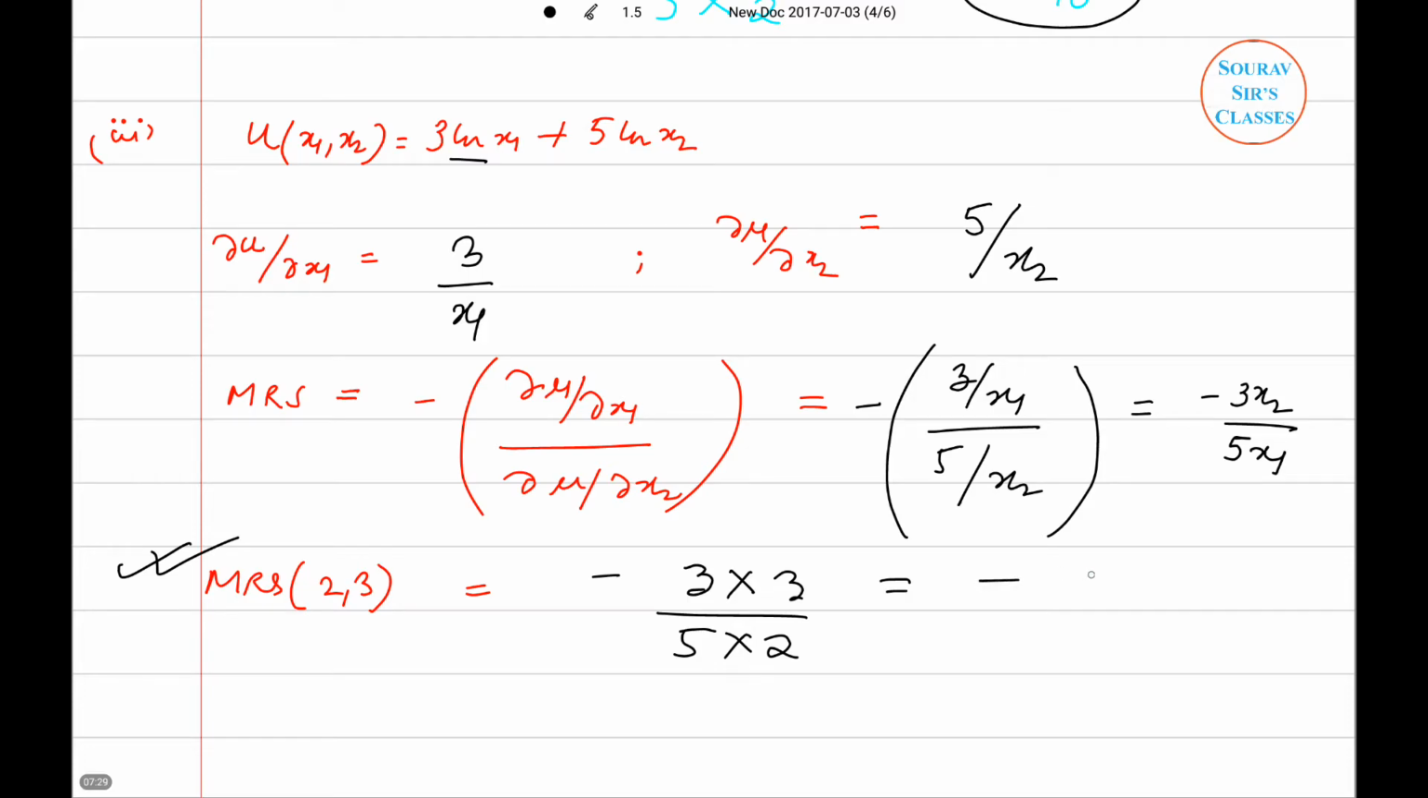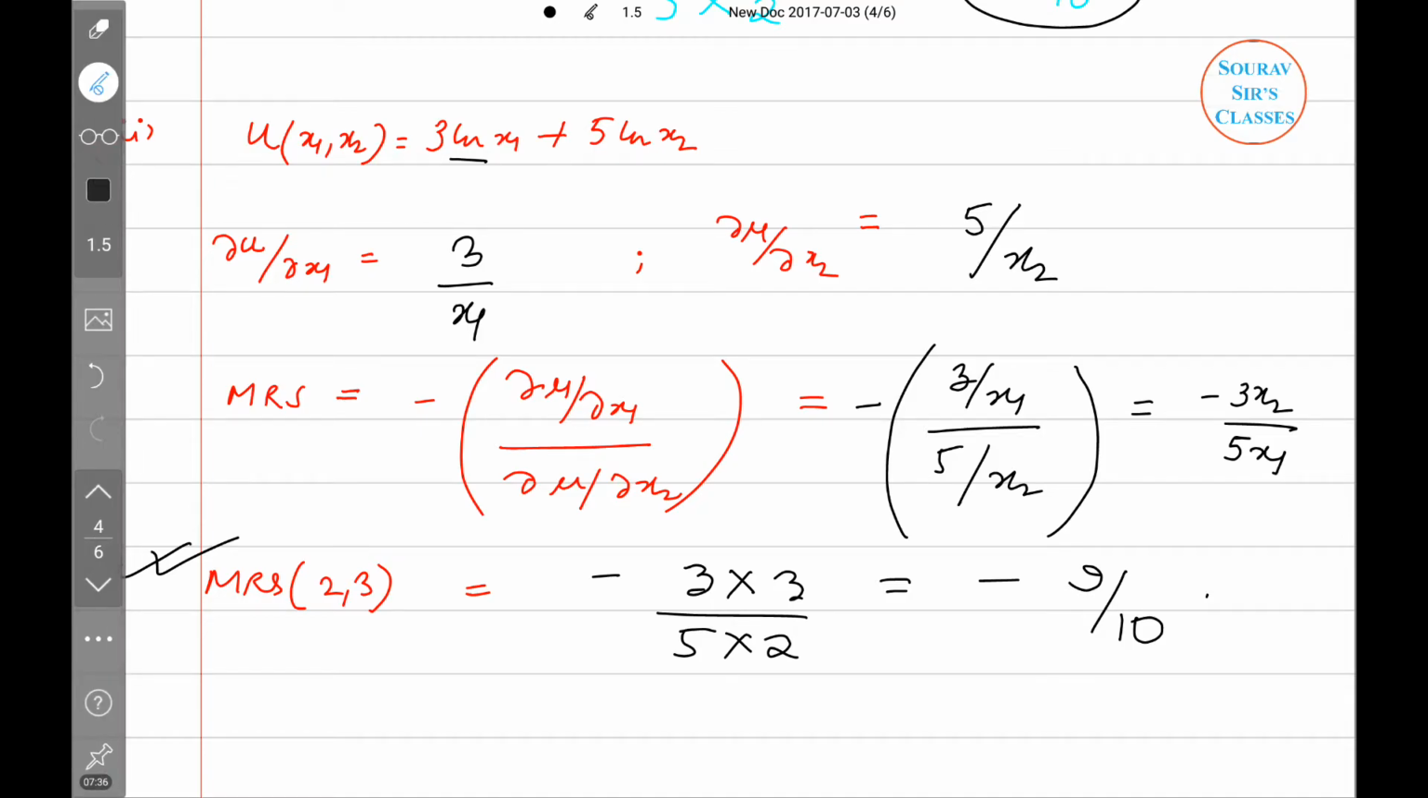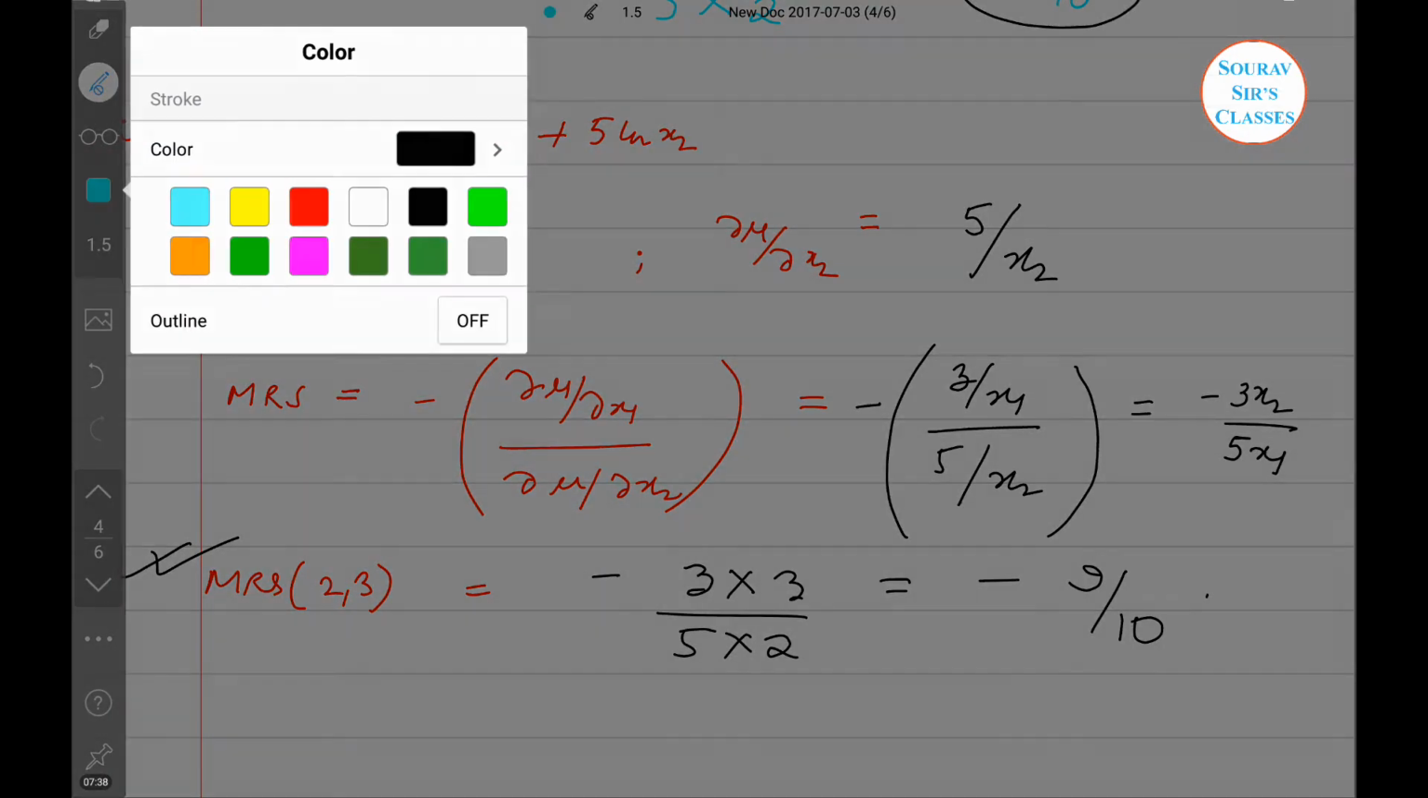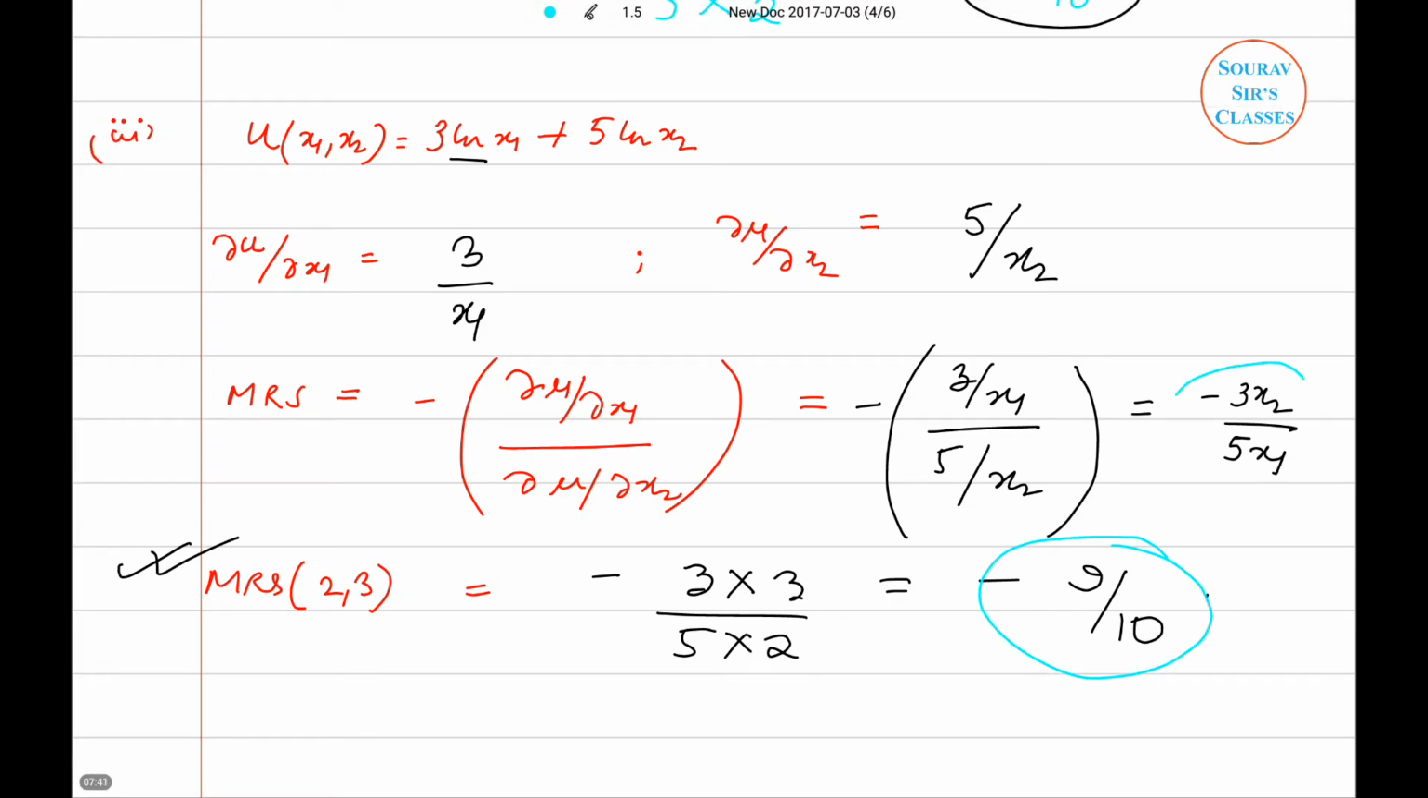And the answer again is 9 by 10. So this, and this will be our answers to the last column. Now we move on to the second part of the question.